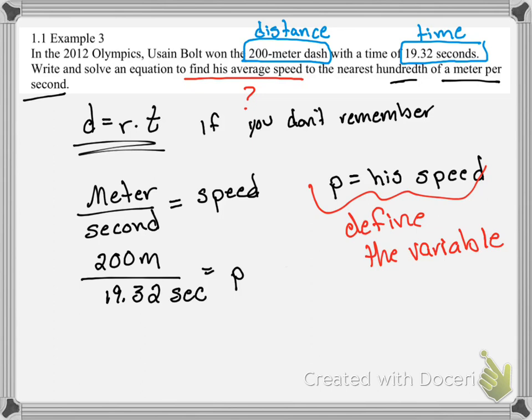Okay. So now I know what to do, right? Yes. Take 200 meters, divide it by 19.32 seconds. Does anyone know what that is off the top of their head? Okay. It says to the nearest hundredth. So let's give me like 4 decimal places. It's 10.3519.